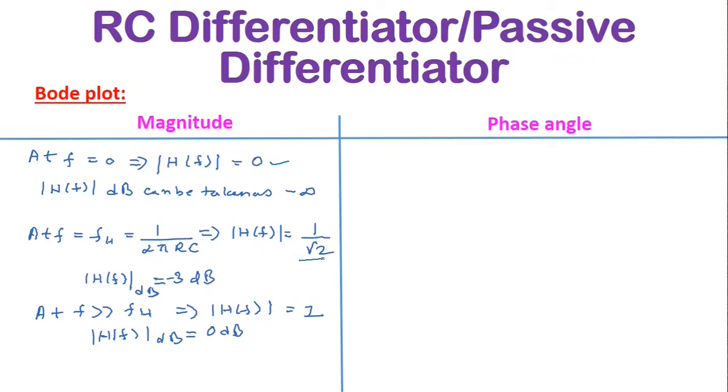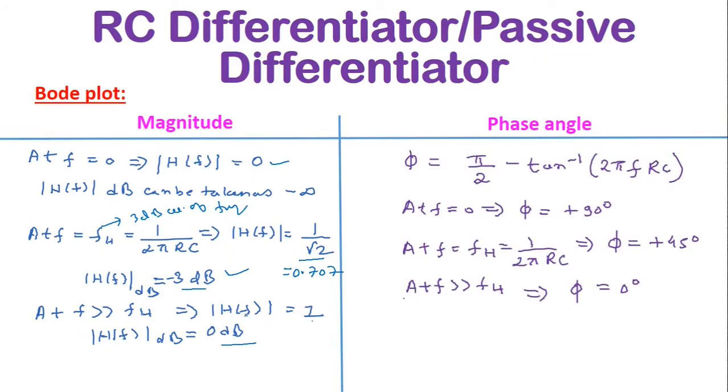The magnitude of Hf is equal to 1 upon root 2, which is equal to 0.707. Since at frequency equal to cutoff frequency fH we get magnitude of Hf in decibels equal to minus 3 dB, this frequency fH is also called the 3 dB cutoff frequency. And when frequency is very much greater than cutoff frequency fH, we get the magnitude of Hf equal to 1. When we represent this value in decibels, 20 log of 1 will be equal to 0 dB. So we will get 0 dB here.